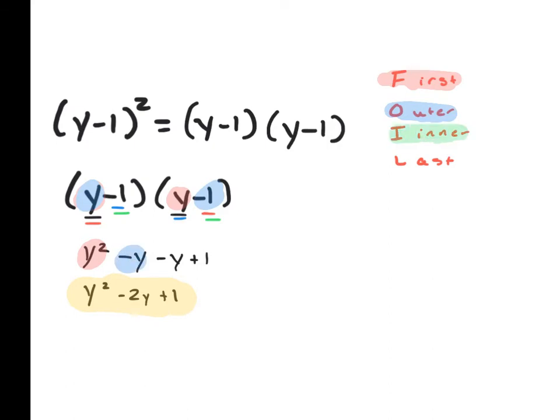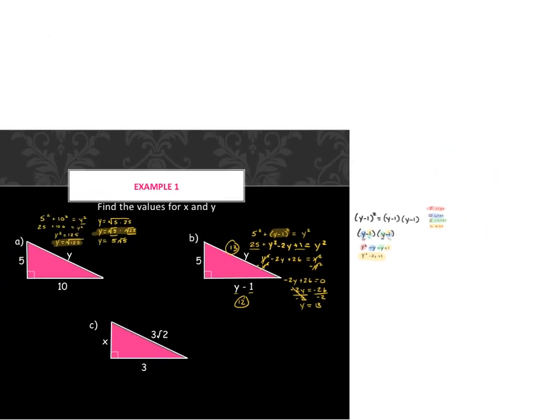Inner, I got this one's on the inside. When I say inside, imagine those two things together. Who's on the inside of that group? That's -1 and y. And then finally, last, which is the last number times the last number, which became -1 times -1, which is +1. Cool? Yep.